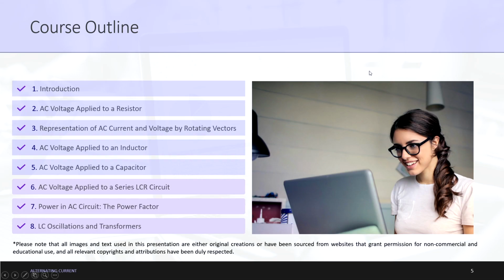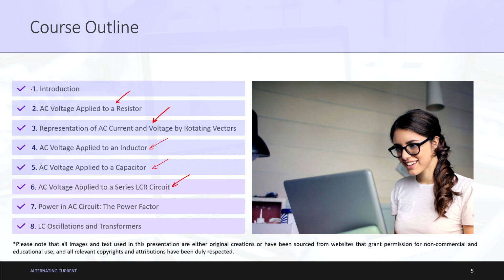So, the course outline for you: currently we are on the second topic, that is AC voltage applied to a resistor, and after this concept we will move on to the representation of AC current and voltages by rotating vector. So, basically we will understand a new concept called phasor diagrams and then we can directly implement that concept in inductor, capacitor, LCR circuit and so on.